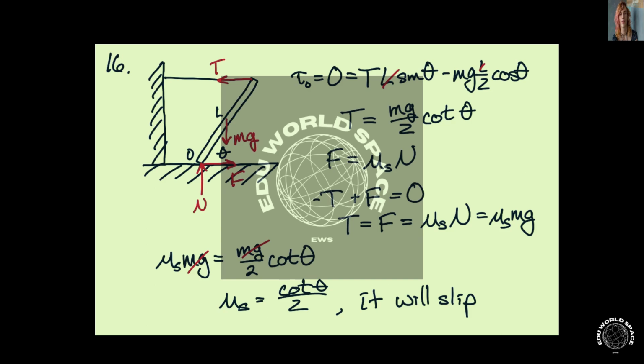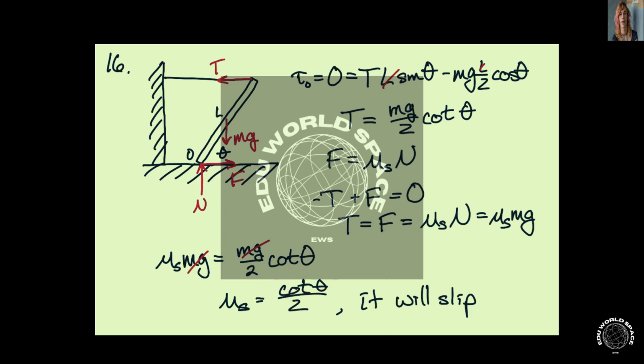We also know that if we sum forces in the horizontal direction, minus T plus F has to be 0, or that T has to be equal to F. And that we know has to be equal to the coefficient of friction times the normal force, and we know from a vertical force balance that the normal force has to be mg, and so we see that the static coefficient of friction would be cotangent of theta all over 2.